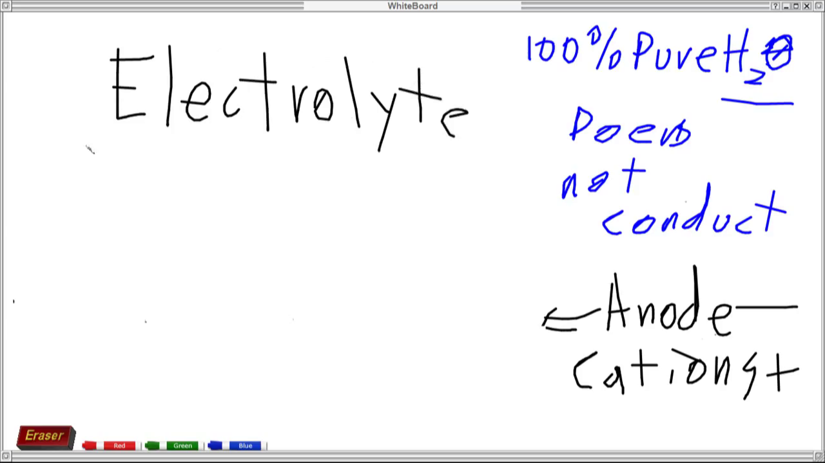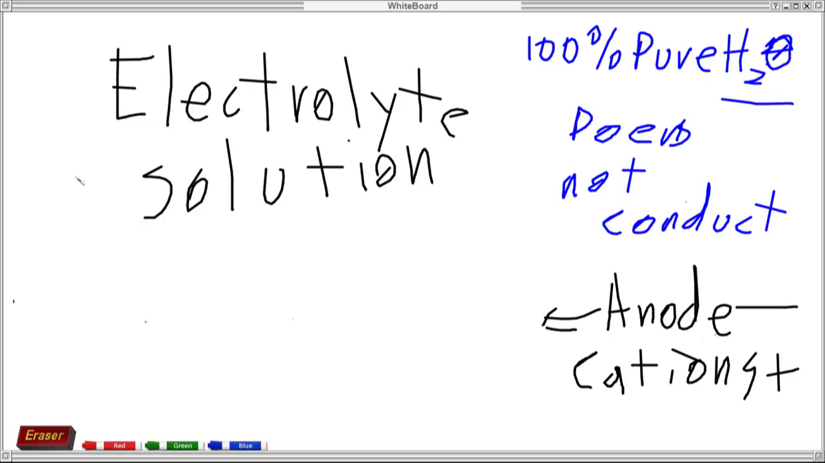Electrolyte. Okay, and when you put it in the water, it acts as an electrolyte solution, which makes it easier for ions to travel within water. You may have heard of electrolytes before, like for example in Gatorade.